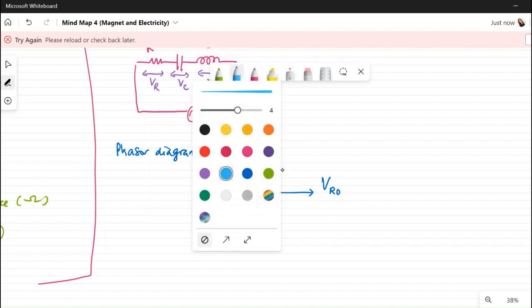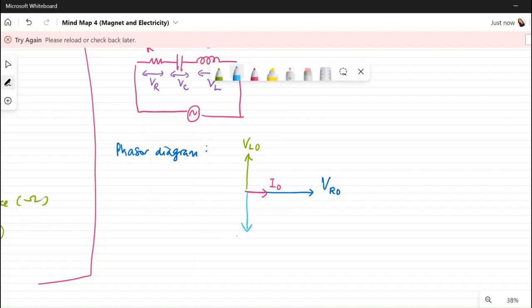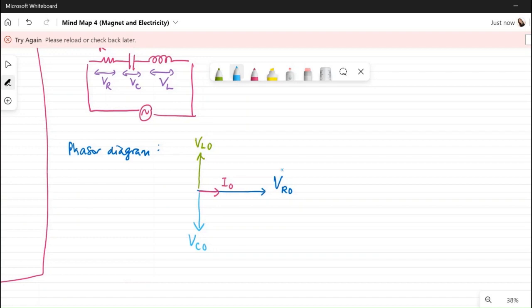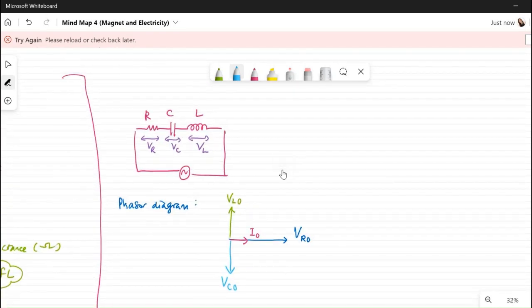However, the voltage across the capacitor will be here, right? Because the current is leading the voltage across the capacitor by 90 degrees. So this is a phasor diagram for an RLC series circuit. This circuit we call an RLC or RCL series circuit, right?